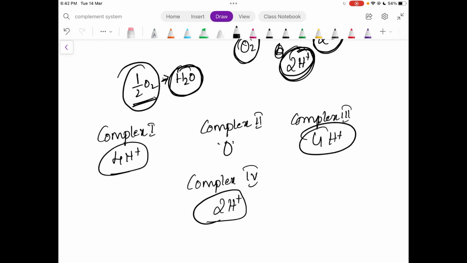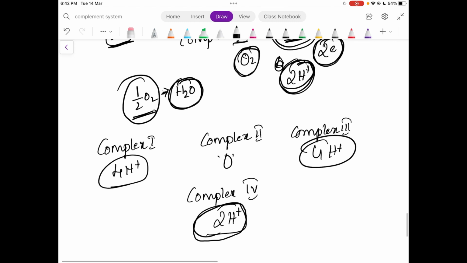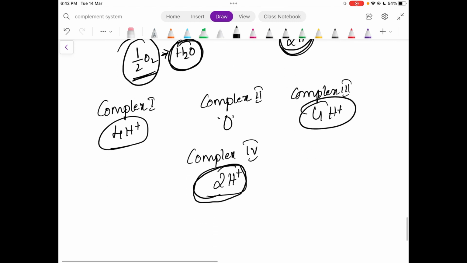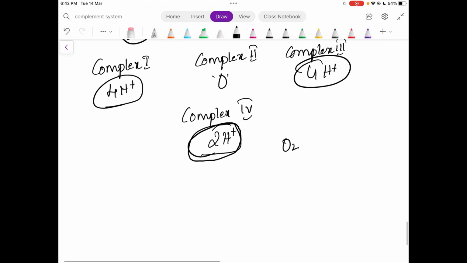For 4 electrons in complex 4, you are pumping out 4 H plus ions. For 2 electrons, there is only pumping of 2 H plus ions. If you see the reaction, only one water molecule is generated for 2 electrons. In complex 4, you are utilizing 4 electrons. Why are you utilizing 4 electrons in complex 4?